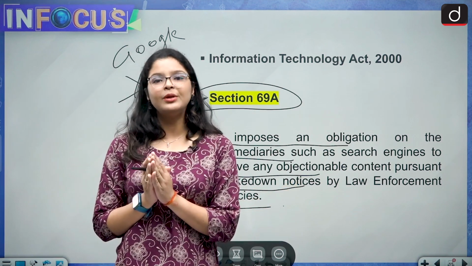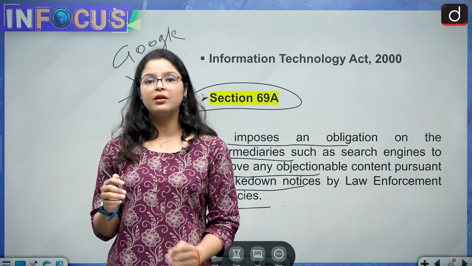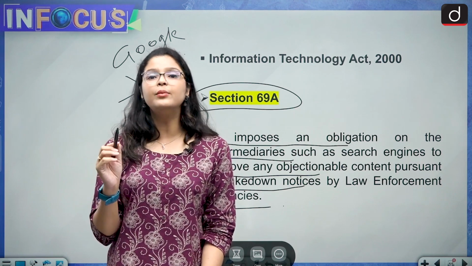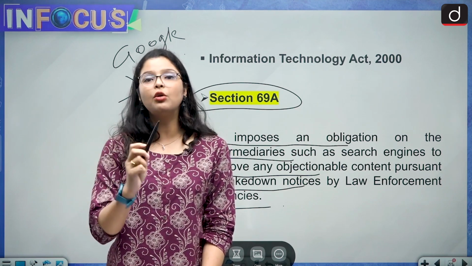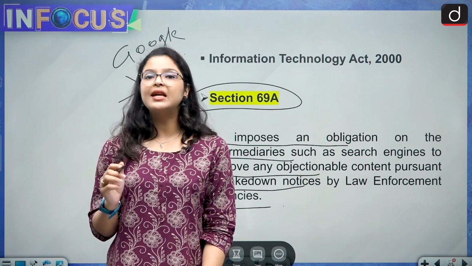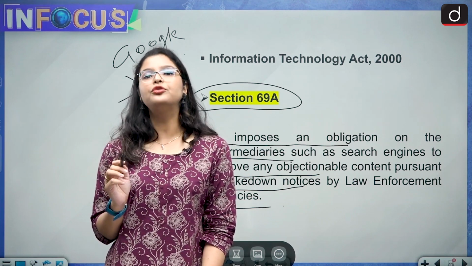For example, the government figures out that this is fake news, and then it finds the source of that fake news, and it asks the intermediary to immediately take down that fake news from its platform. So this can happen under Section 69A of the IT Act of 2000.